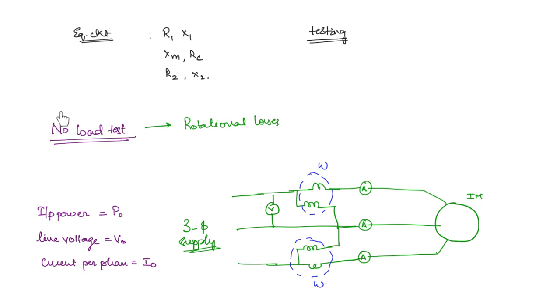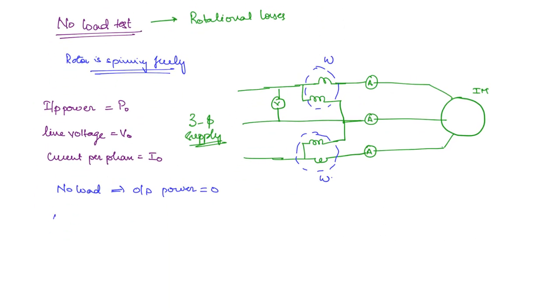Now since this is the no load test, what is meant by no load test? This means that the rotor is spinning freely. No load is attached to it. So that is why we call it the no load test. What is meant by no load? The output power is equal to 0, but the motor will still take some power. So what is that power used for? It is used for the losses.